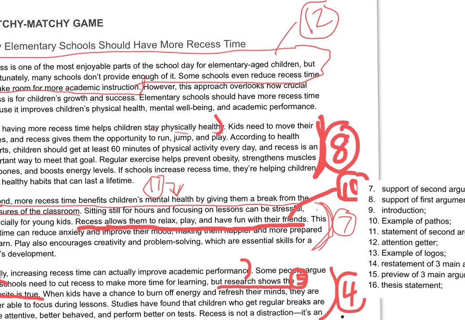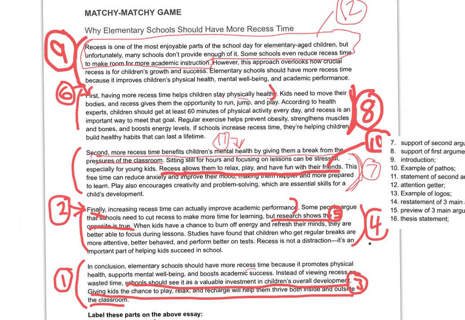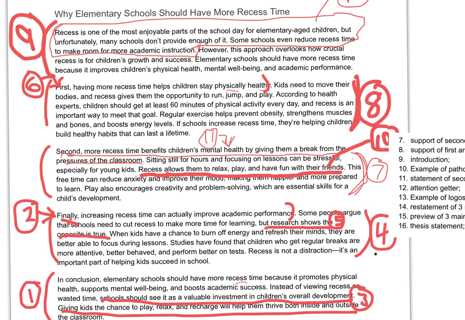And number 13 is an example of logos. Okay, well, let's look through this essay for an example of logos. Logos is logic. You're appealing to the readers, just their brain, that they can make sense out of things, that it's just logical that kids need to have recess. Aha, I think I found something right here. Look at this. Regular exercise helps prevent obesity, strengthens muscles and bones, and boosts energy levels.